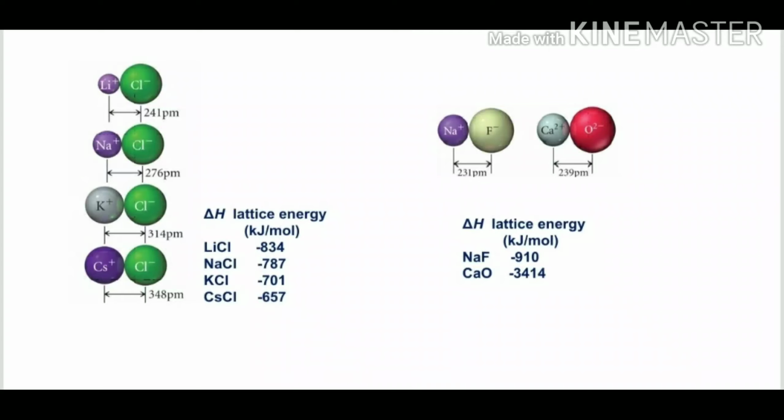If you compare univalent ionic compounds with bivalent ionic compounds like sodium fluoride and calcium oxide, the charge is more in the bivalent ions when compared with the univalent ions. So the lattice energy is also increased here. For example, sodium fluoride is only minus 910, whereas calcium oxide is minus 3414 kilojoule per mole. So this is the trend of the lattice energy.